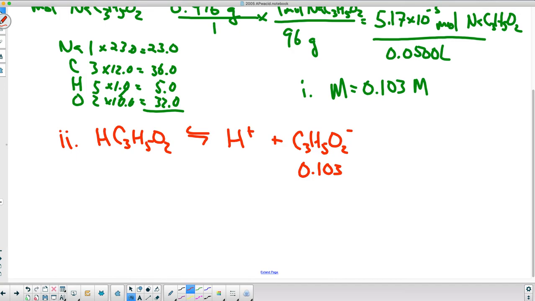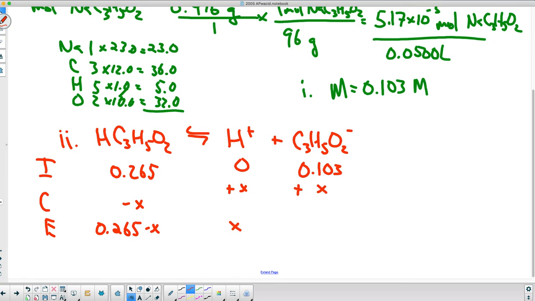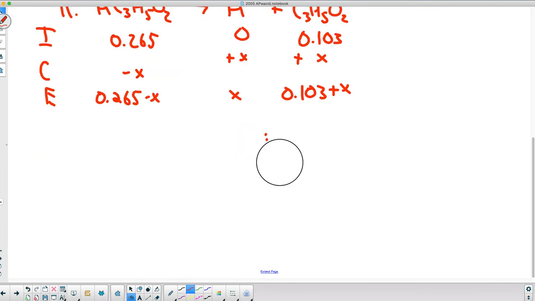For that, I'm going to start with a 0 here, and this is my ICE chart, of course. We're doing ICE charts all the time now. And we started with 0.265 for our concentration. That's going to be a minus x. This is going to be 0.265 minus x. This is going to be a plus x, and this is x and 0.103, plus x, like that.